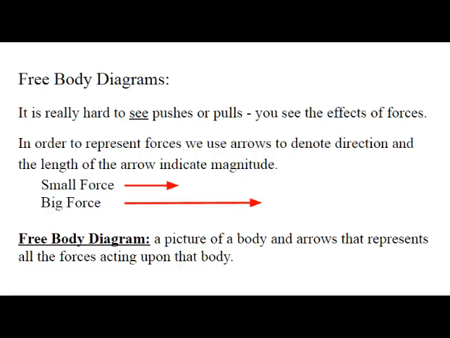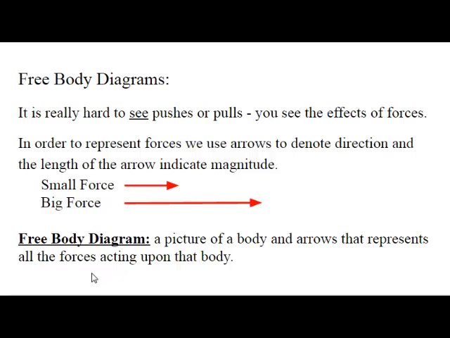So in order to represent forces, we use arrows to denote direction, and then the length of the arrow indicates magnitude. So for example, if I had a very small force, I will have an arrow, but it will be really short. If I have a big force, I'll have an arrow, but it will be longer. And in fact, you can see that this force is about twice as long as that force.